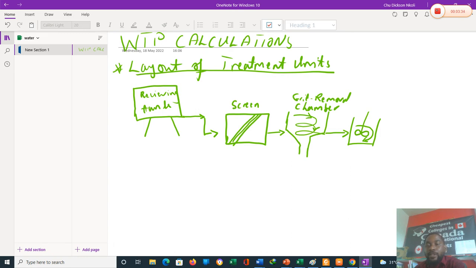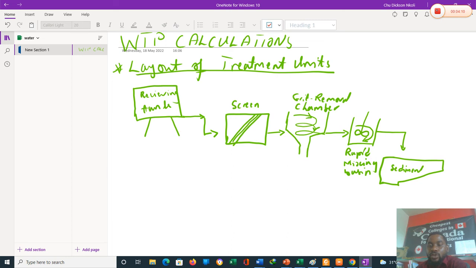I will explain this later. So this is the rapid mixing basin, where coagulation takes place. From that unit, we move to the next unit, which is the sedimentation unit.